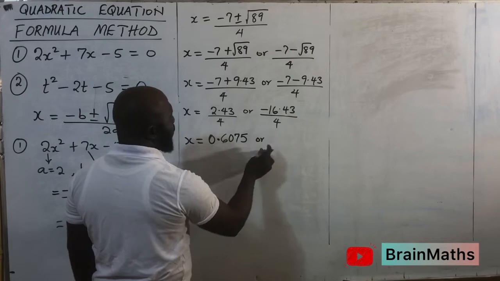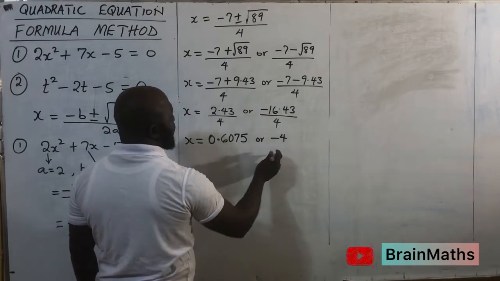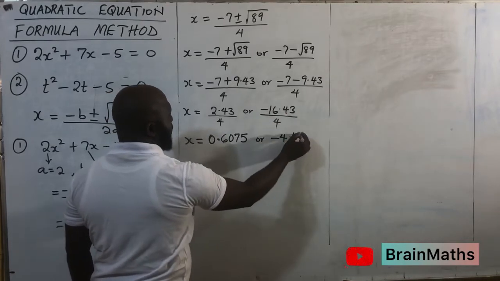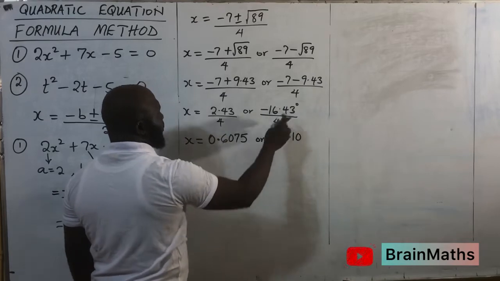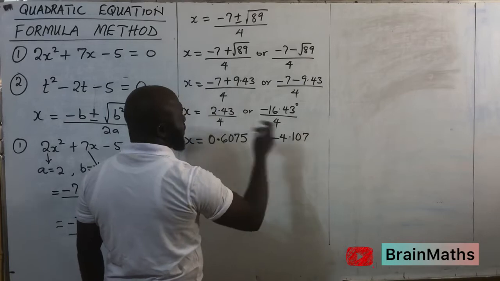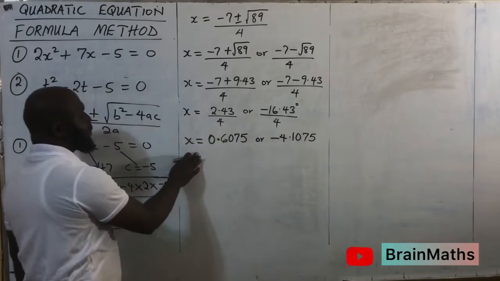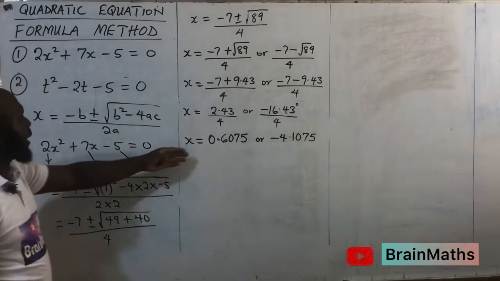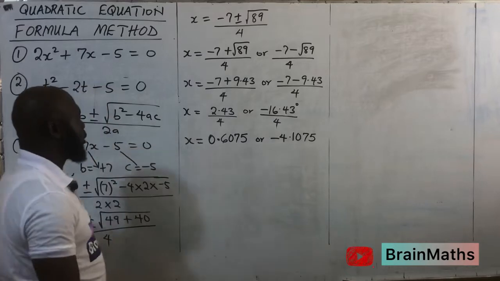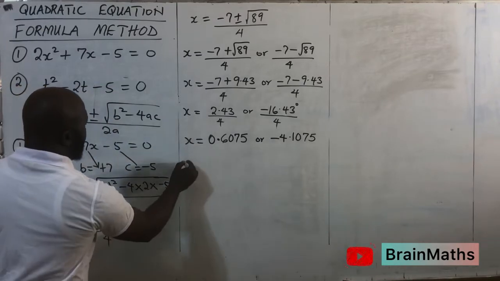So we have x equals 0.6075, or how many 4 can we get in minus 16? That is minus 4. Then 4 in 3, 0. When you add 0 to that, it becomes 30. 4 in 30, that is 7, 28, remainder 2. 4 in 25. So our answer for question number 1 is x equals 0.6075 or minus 4.1075.